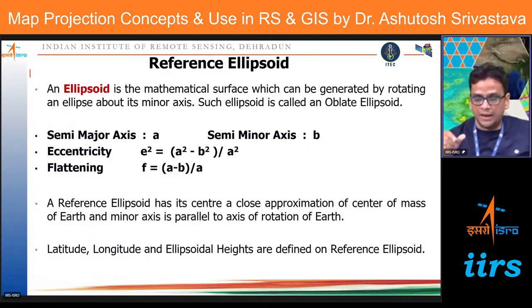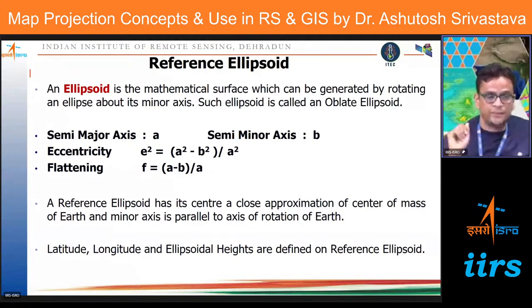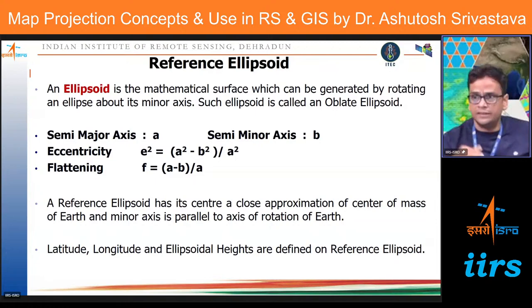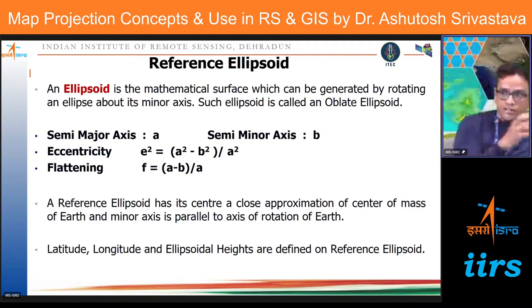When we are defining our ellipsoid, there are certain parameters on which we define it: semi-major axis A and semi-minor axis B, as I defined in the previous slides. Both things are clear. Now the third thing is the eccentricity. Eccentricity e squared equals (A squared minus B squared) divided by A squared, where A and B are the semi-major axis and semi-minor axis. Eccentricity basically shows how far it is from the circular position.